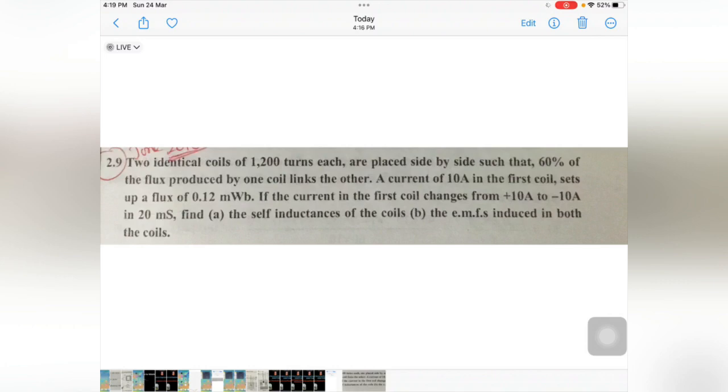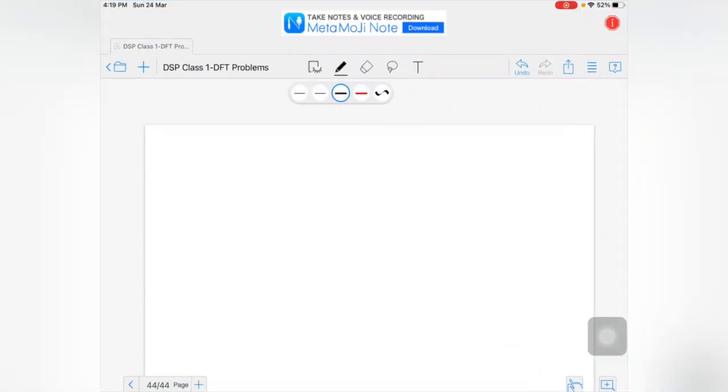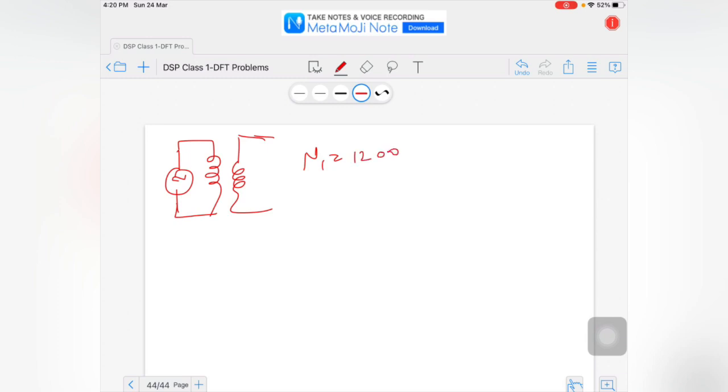Now I will take the solution. I will write two coils. Two coils are placed side by side, and each coil has 1200 turns. So N1 is 1200, N2 is 1200 turns, placed side by side.